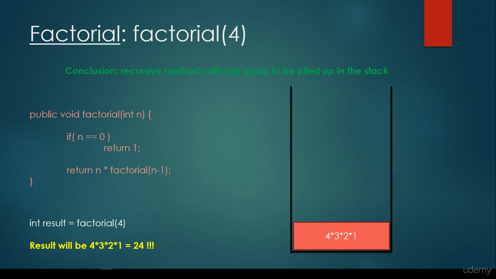Basically, this is how function calls can be piled up in the stack. We calculate the sub-solutions, then we have the base case, and we are able to substitute these solutions into the sub-problems until we bump into the first method call, and then we are able to return with the value, as we have seen for the factorial of 4. So that's all about recursive method calls and stacks.